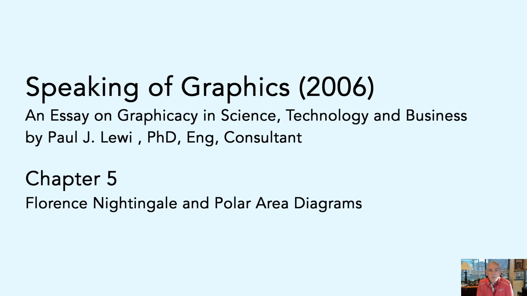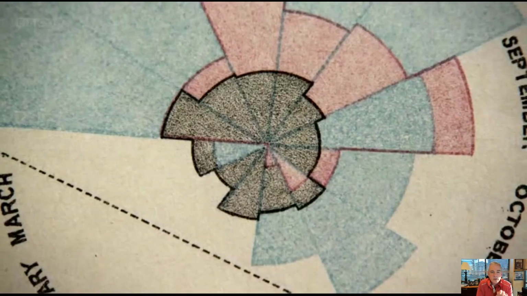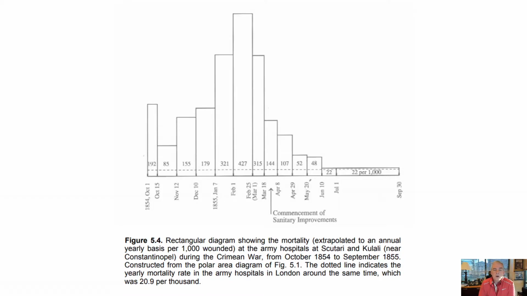There's a great paper on this called Speaking of Graphics in 2006, done by Dr. Paul Louis. And in chapter 5, he specifically talks about Florence Nightingale's polar area diagrams and really goes into how these wedges are created and why it worked. And he also creates an alternative that really caught my eye.